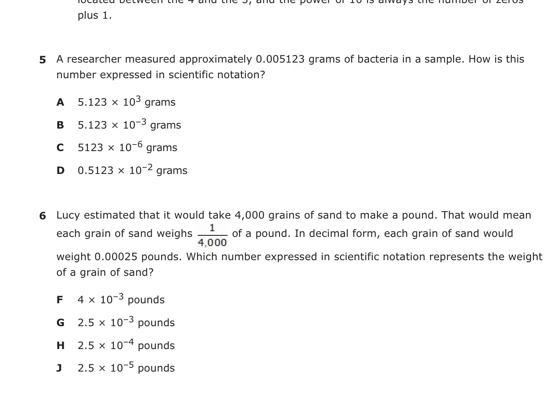A researcher measured approximately that many grams of bacteria in a sample. How is this number expressed in scientific notation? B. So we've got to put the decimal between the 1 and the 5, and then we just count back from there. 1, 2, 3. So times 10 to the 3, and it was less than 1, so it should be negative.